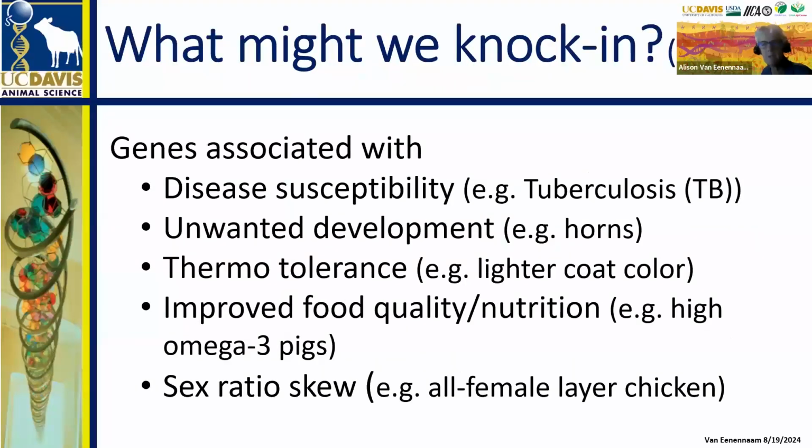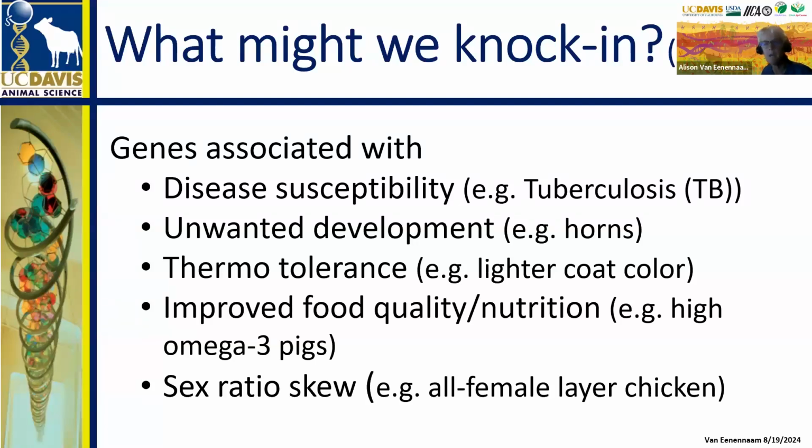Alternatively, using a template, so an SDN2 or 3, we might do actually similar things. So we're not really changing our breeding objectives because we're using editing. We're just altering the way that we achieve it. So we might produce animals that are resistant to disease, have unwanted development, thermotolerance, things like improved food quality, and again, sex ratio skew. And I think we'll hear an example where researchers are trying to produce all female chickens for the layer industry.